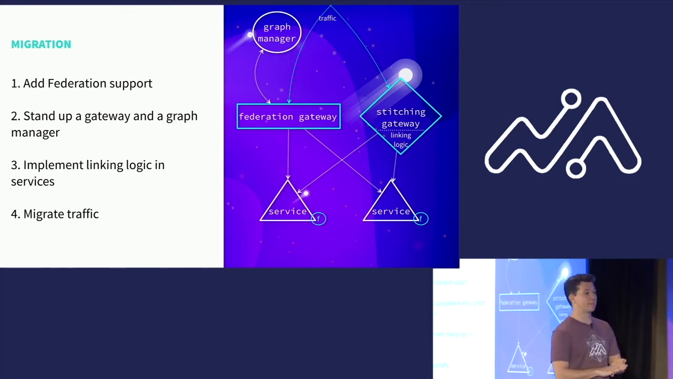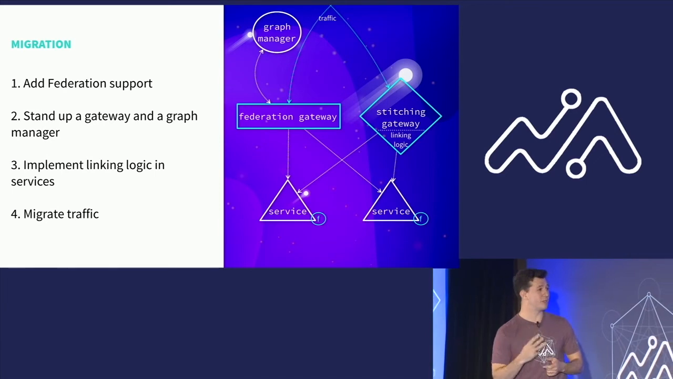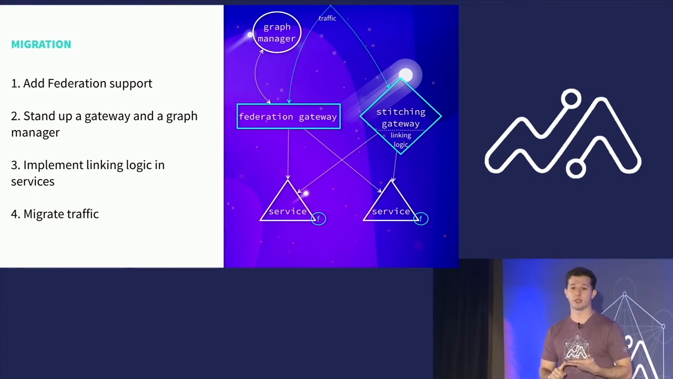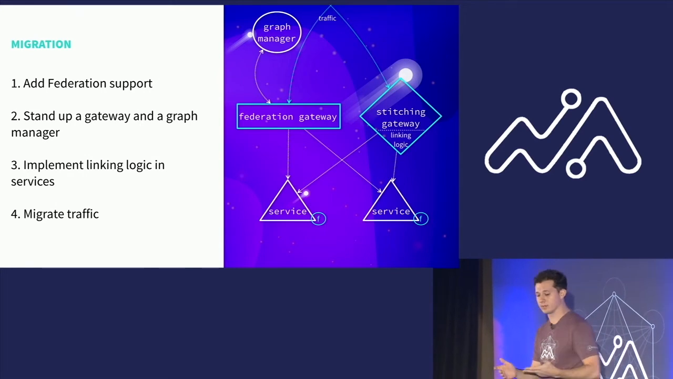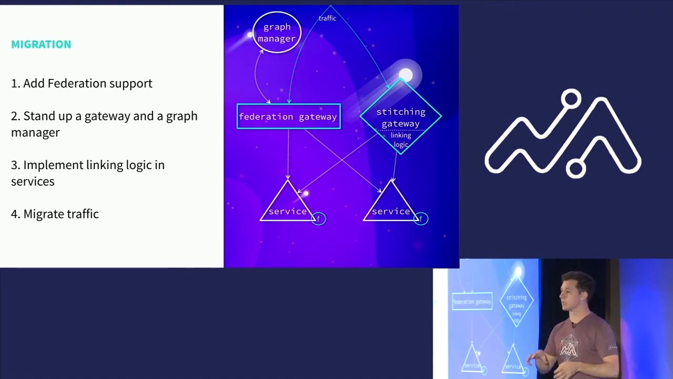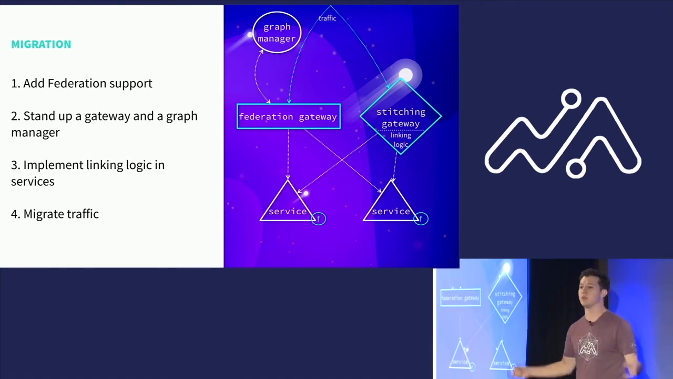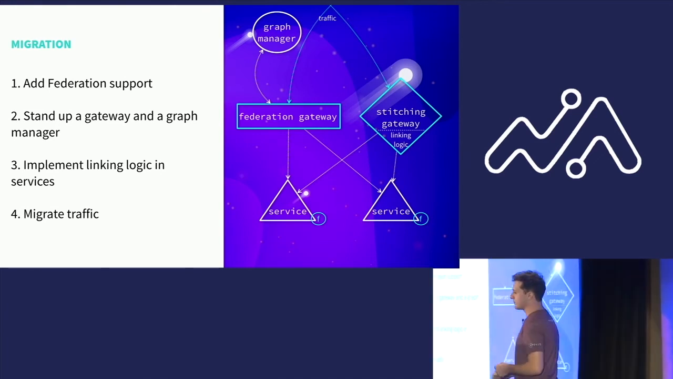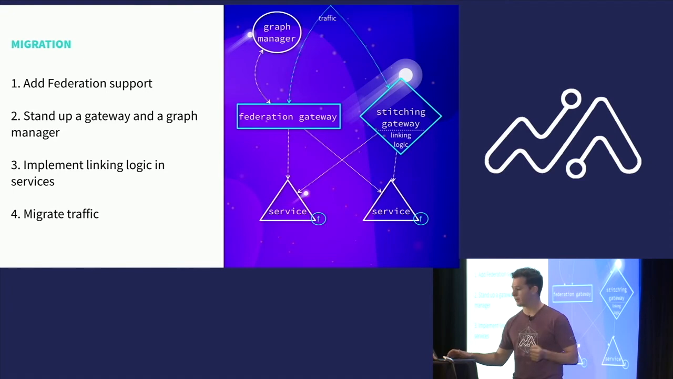So we had 4 steps. Well, the 4th one is kind of migrate, but 3 steps. Starting off, just adding federation support to the services, making sure that they implement the federation spec. The second one is standing up the core infrastructure that needs to be there to make sure that you can run federation. That means having a federated gateway and having a graph manager that configures it dynamically with its underlying services. And the third step is actually implementing the linking logic, all of those links between types of different services that used to exist in our stitching gateway, and putting those into the underlying services. And finally, migrate the traffic.